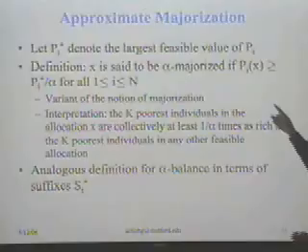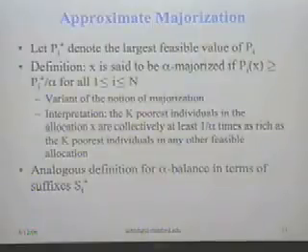So you're given some constraints, x is in S, and under those constraints you define the largest possible value of pi of x and call that pi star. So I'm going to say x is alpha majorized if pi of x is greater than or equal to pi star by alpha for all i. So for every i, this is a variant of the notion of majorization, and the interpretation is that if you look at the k poorest individuals in the allocation x, they are collectively at least 1 over alpha times as rich as the k poorest individuals in any other feasible allocation.